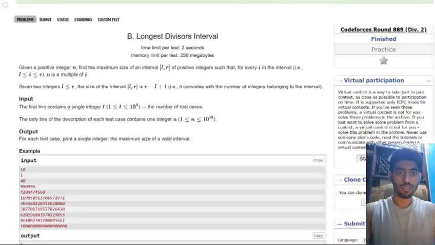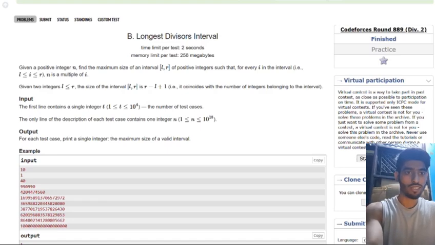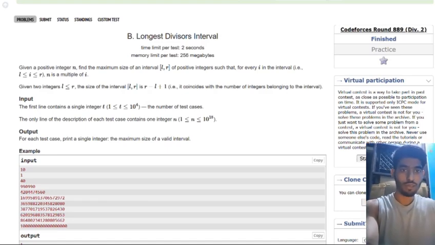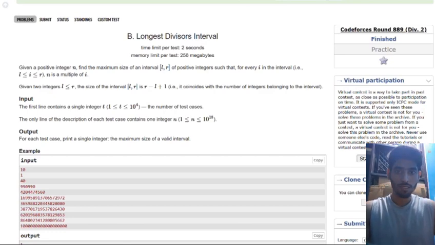Hello everyone. Today we are going to solve this question, longest divisor interval. First we take the screenshot of the question and then put it on Excalidraw. Then we solve this question. I take the screenshot, go to Excalidraw, and paste it here.